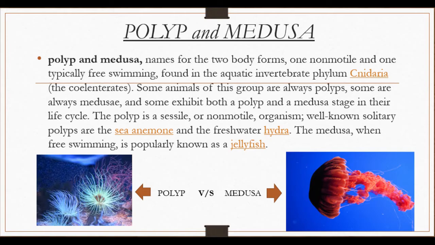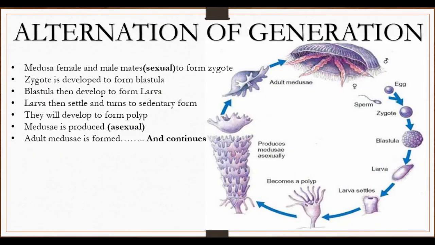The polyp is a sessile and non-motile organism. Well-known solitary polyps are sea anemones. That is, an example of a polyp is the sea anemone, and in freshwater it is hydra. Medusa, when it is free swimming, is popularly known as jellyfish. Now the next one is alternation of generation in detail.